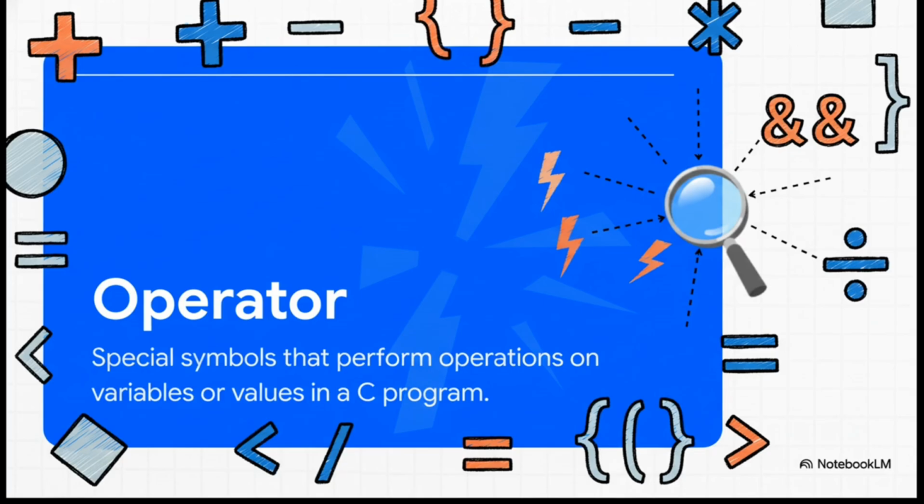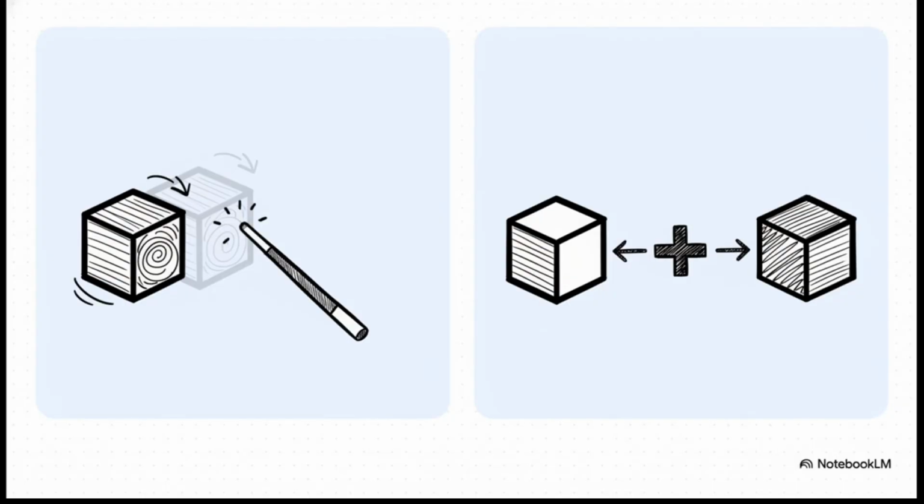And they come in a couple of different flavors. So you've got two main types. Unary operators are simple. They just work on a single thing, like making a number negative. Binary operators are way more common. They connect two things, like adding A and B together.